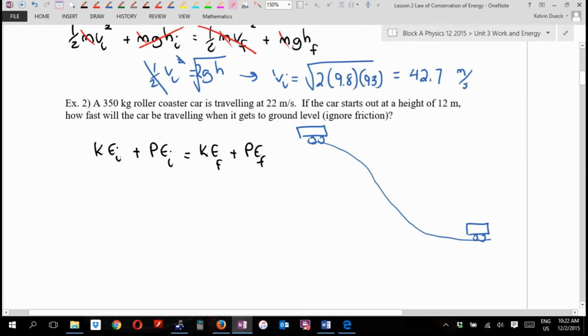Are any of these zero? Am I at rest right here? Read the question carefully. No, see, got to read the question, right, Ty? So am I at rest right there? No. Am I on the ground right there? That's meant to be Captain Obvious. The answer is no. Am I at rest here? I don't think so. That's what they want me to find. Am I on the ground here? So which of these can I cross out?